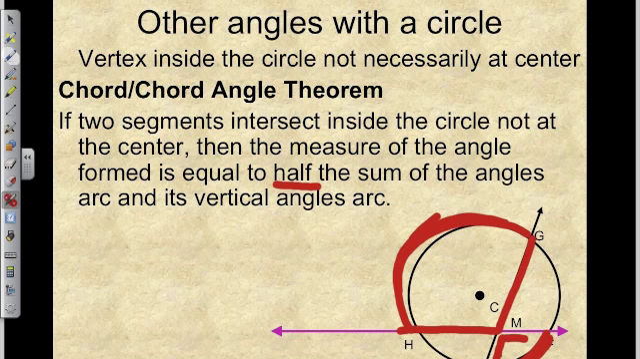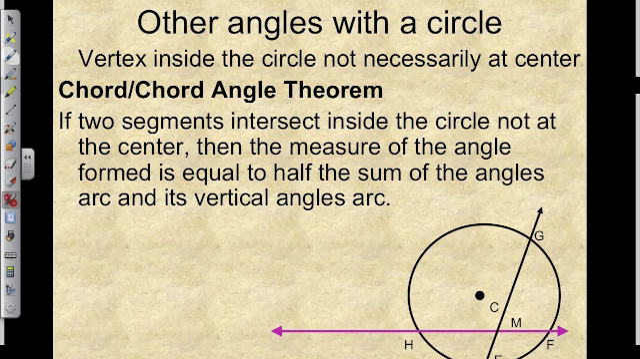Why half? Well, I have two angles that are being formed by these two arcs, so I have to find their average to get it. Okay, so there's that. So if we intersect on the circle, we're doing half the measure of the intercepted arc. If we intersect inside the circle but not at the center, we're going to take two arcs, add them together, and then divide by 2.